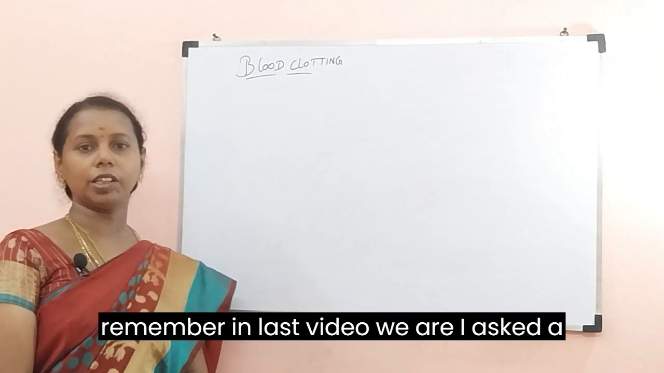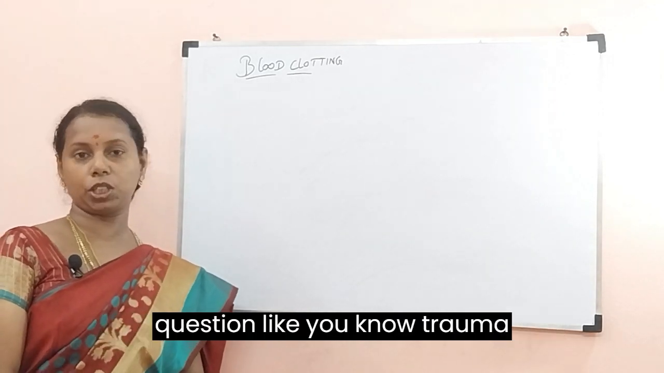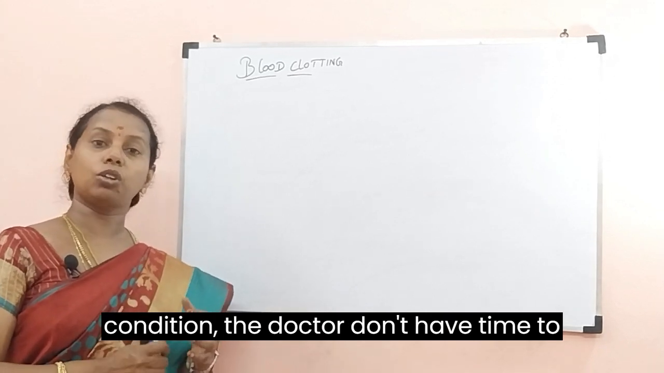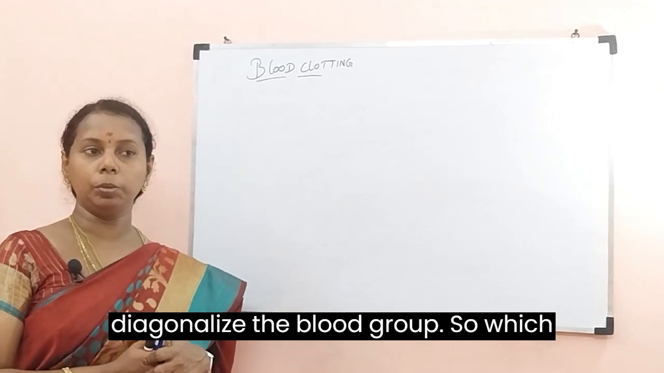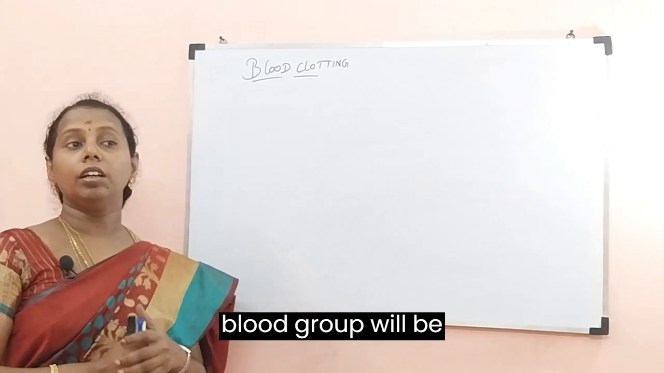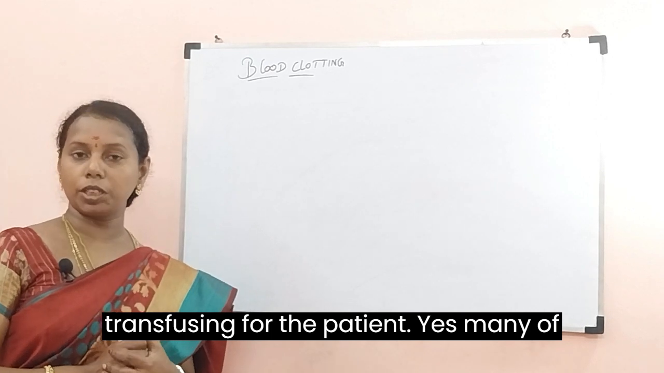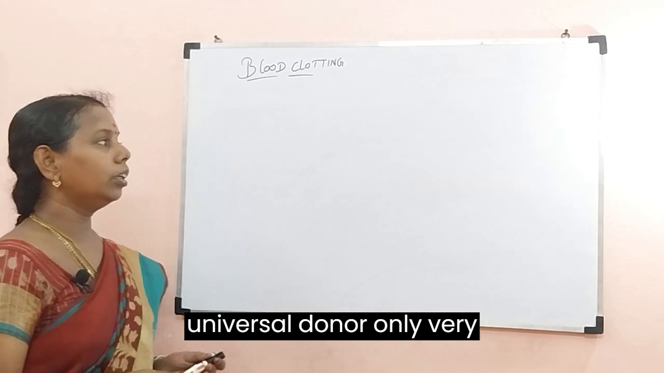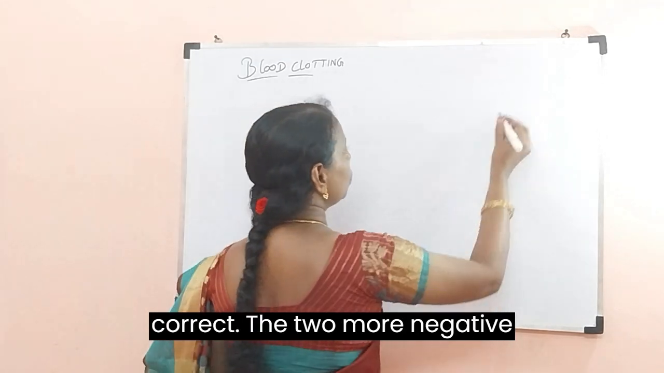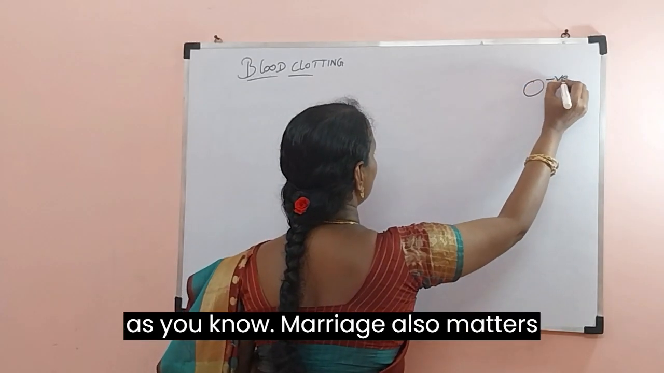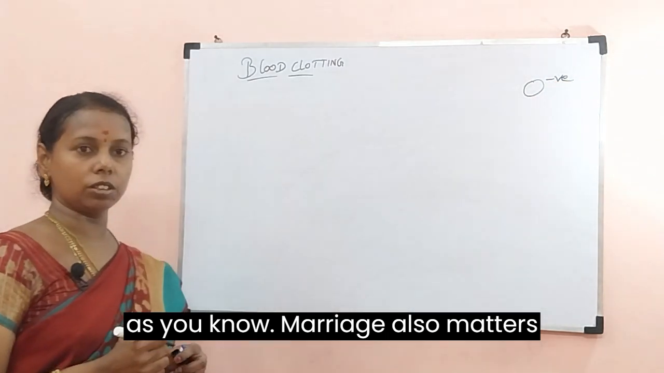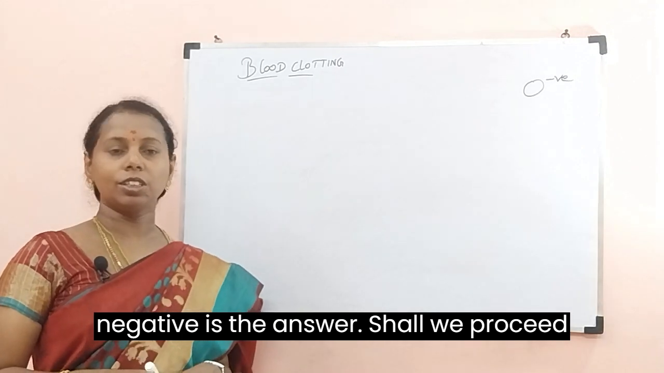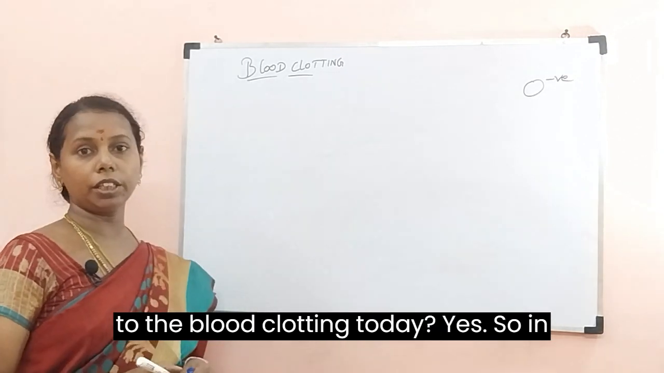Before that, you remember in the last video, I asked a question: in a trauma condition, the doctor doesn't have time to diagnose the blood group. So, which blood group will be transfused for the patient? Yes, many of you said it is O. Yes, O is the universal donor, very correct. To be specific, O negative. As you know, Rh also matters in transfusion and clumping. So, O negative is the answer. Shall we proceed to blood clotting today?